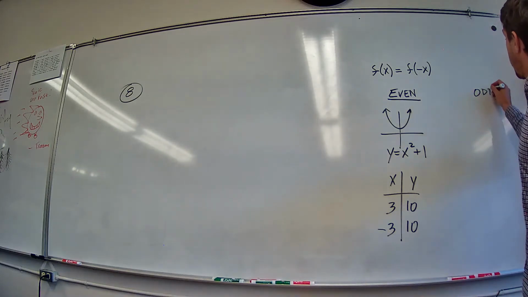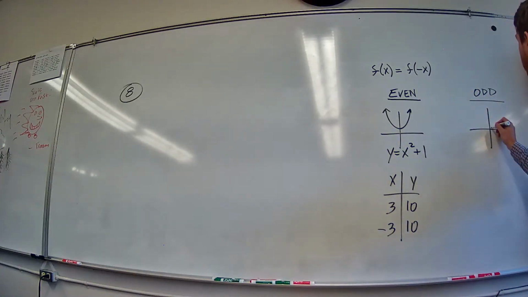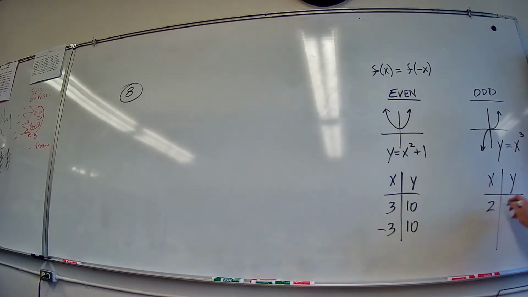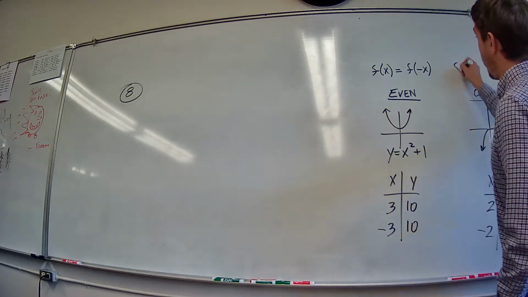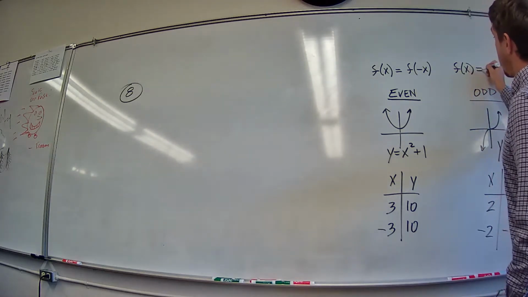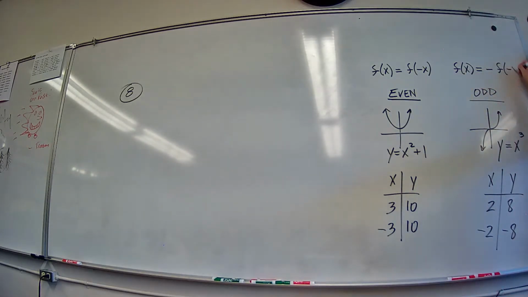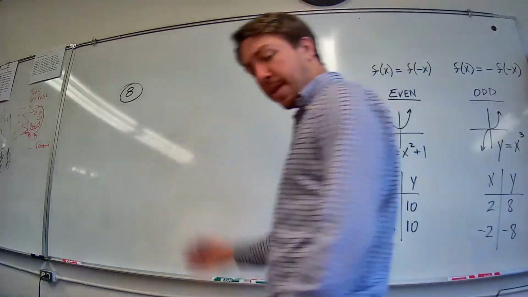An odd function, a good example of that would be something like y equals x cubed. To establish that, you might be looking at pairs of points like, oh, 2 gets me 8, -2 gets me -8. So the definition of an odd function is that f of x is the opposite of f of the opposite of x. That was a little bit more of a tongue twister, I guess. Okay.